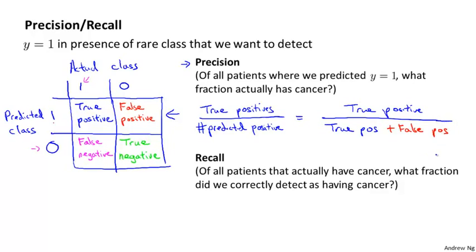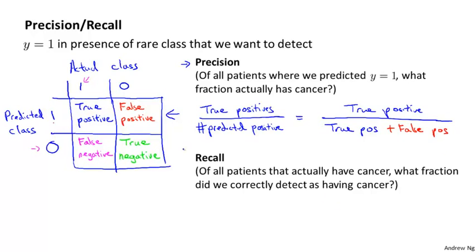That means that of all the patients that we went to and said, we're very sorry, we think you have cancer, high precision means that of that group of patients, most of them we had actually made accurate predictions on, and they do have cancer.